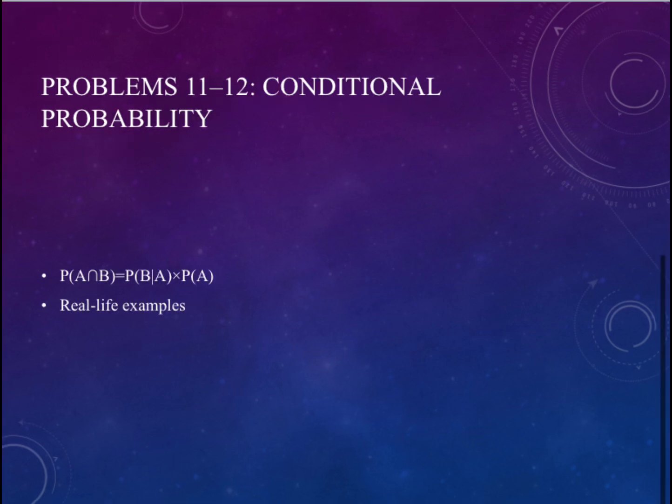Conditional probability means the probability of one event given that another event already happened. The formula is P of A and B equals P of B given A times P of A. These problems use real-life examples like sports and education. Conditional probability helps us analyze dependent events.